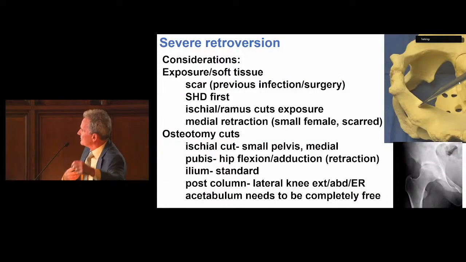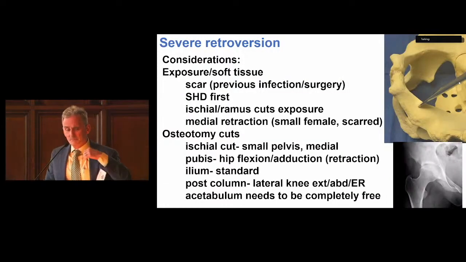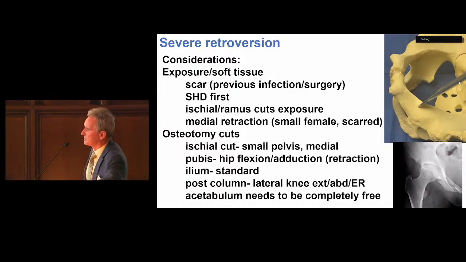So, considerations: she's had multiple surgeries as a child because of the infection. She has scar tissue. Exposure is difficult. You just need to focus on trying to identify normal anatomic landmarks. The rectus is helpful as you're approaching to make your ischial cut in terms of identifying the appropriate plane. In this case, we did the surgical dislocation first. We then did the ischial cut. The ramus cut in this patient was very scarred down, so exposure of the ramus was just a little more work than usual.